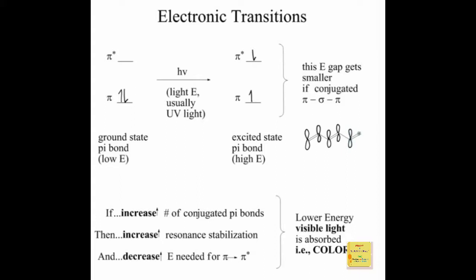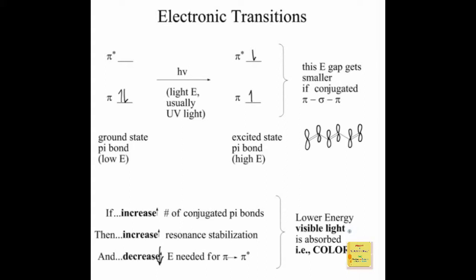If you think about those p orbitals involved, we get this long system of pi bonds that are all overlapping and related to one another. And it ends up shrinking this gap. And this gap can become so small that instead of requiring ultraviolet light to be absorbed by the molecule, you could move into a lower energy light, such as visible light. So as we increase the number of conjugated pi bonds, so as the system gets longer and more extensive, you will increase the amount of resonance stabilization. That's this interaction between adjacent p orbitals. And that's going to decrease the energy needed for this transition from pi to pi star.